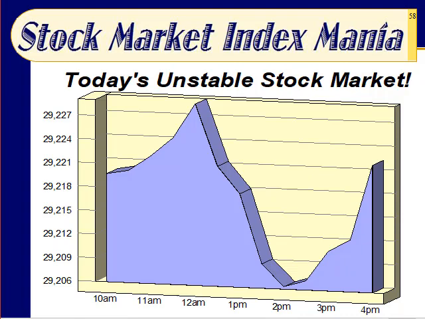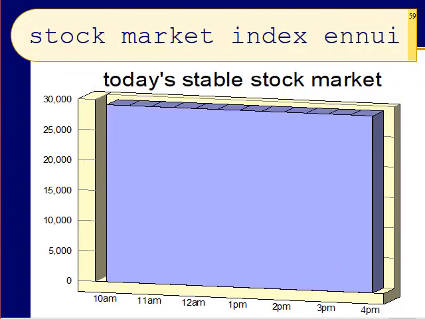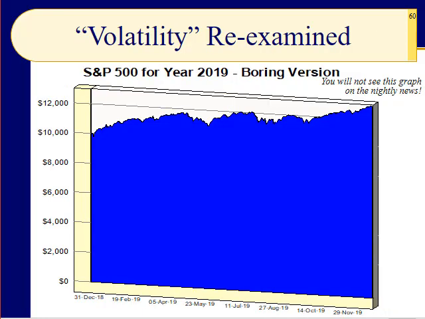So if we were to add the 0 axis, instead of stock market index mania, we would have stock market index ennui. You know what ennui means? It's a French word. It means beyond boredom. Right, you're not going to see this on the nightly news, because if they showed you the whole scale from 0 to 30,000, it didn't budge at all. It's your perspective. And so this is why we want you to have this long-term perspective, because this is a graph you will not see on the nightly news.